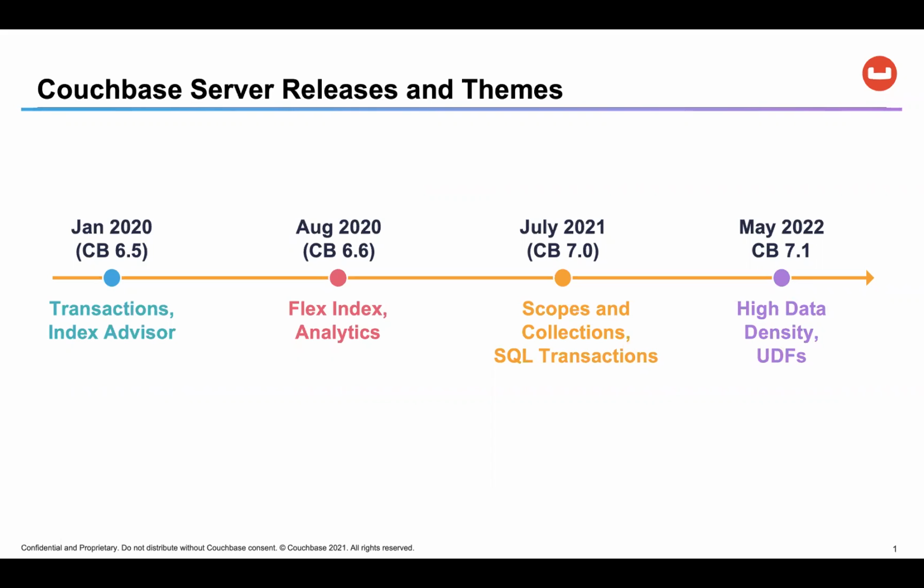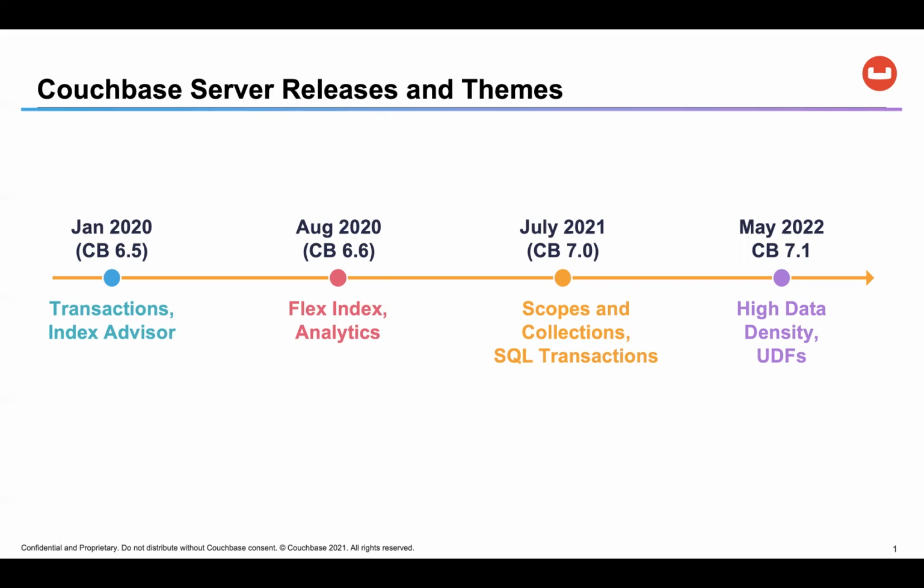Rather than just jump right into what's new in 7.1, the current release, first let me level set a bit, given that some of you viewers may be a little behind on your Couchbase release or version. So this slide kind of starts at 6.5 from a timeline perspective.